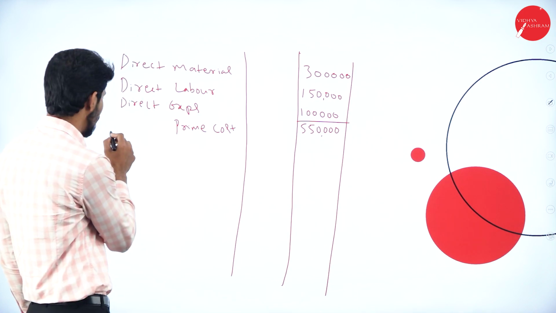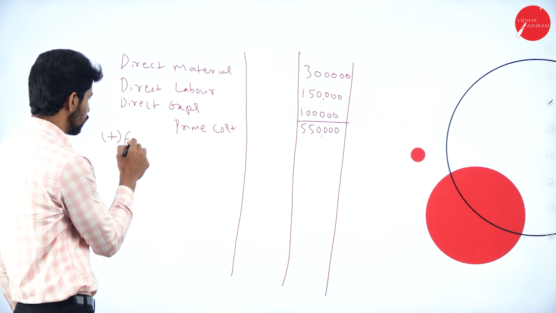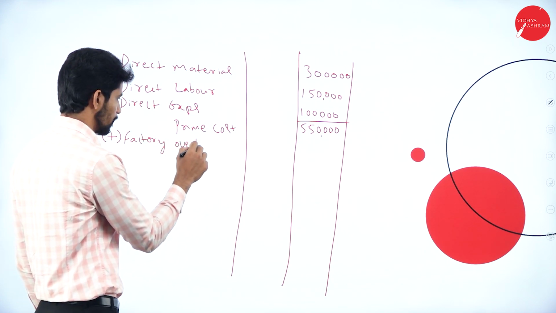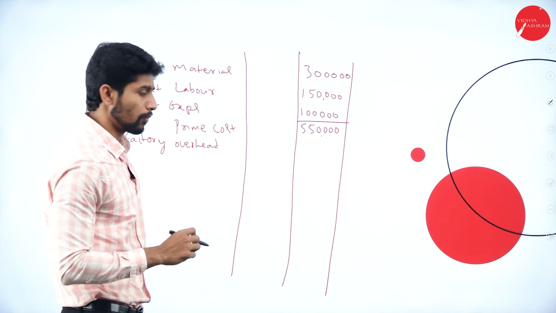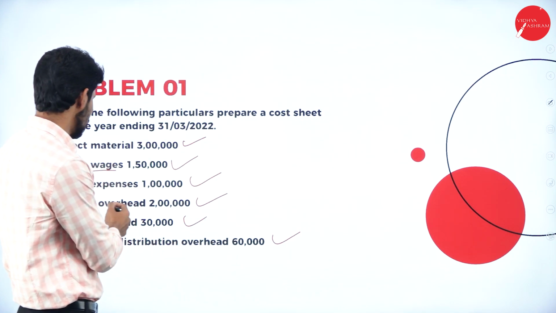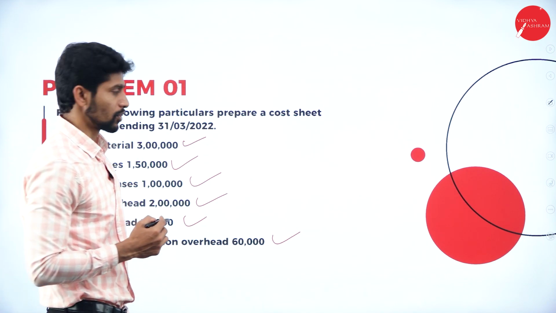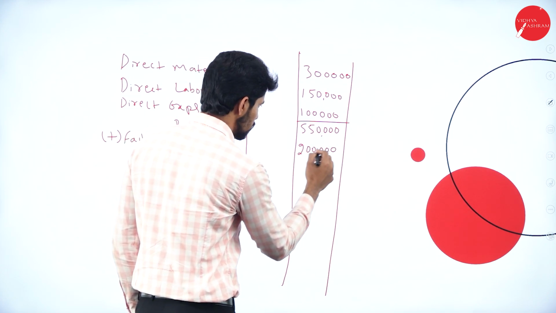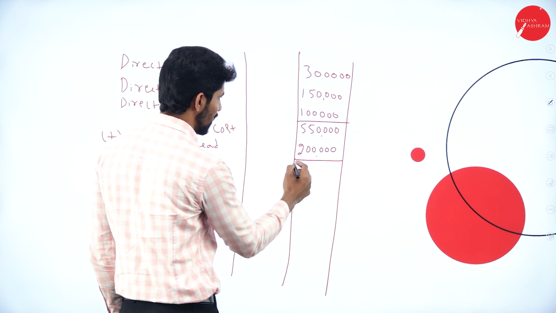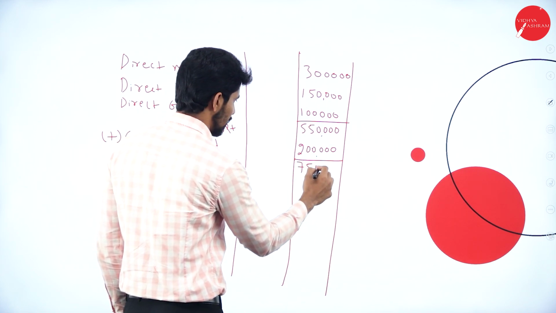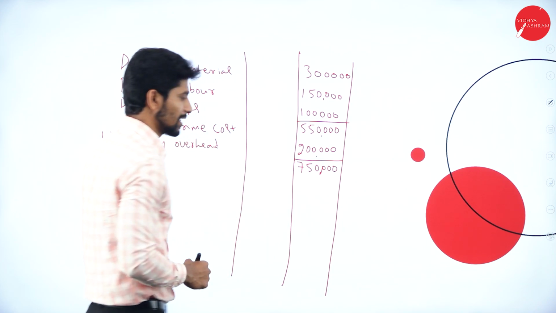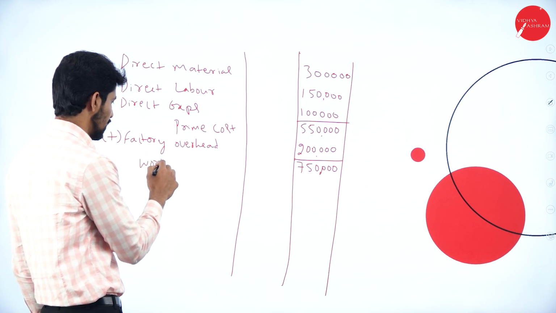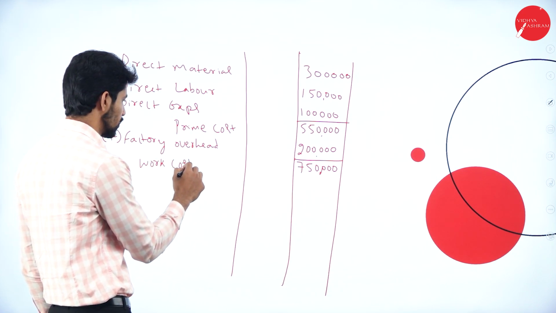So to the prime cost, add factory overhead. What is the factory overhead given in the problem? In the problem they have given factory overhead rupees 2 lakhs. So add 2 lakh rupees to 5 lakh 50,000, and you will get 7 lakh 50,000. What is 7 lakh 50,000 called? Work cost. 7 lakh 50,000 is called work cost.